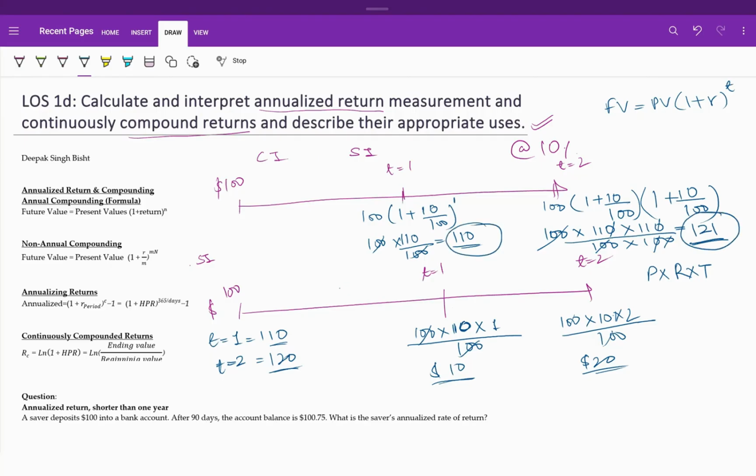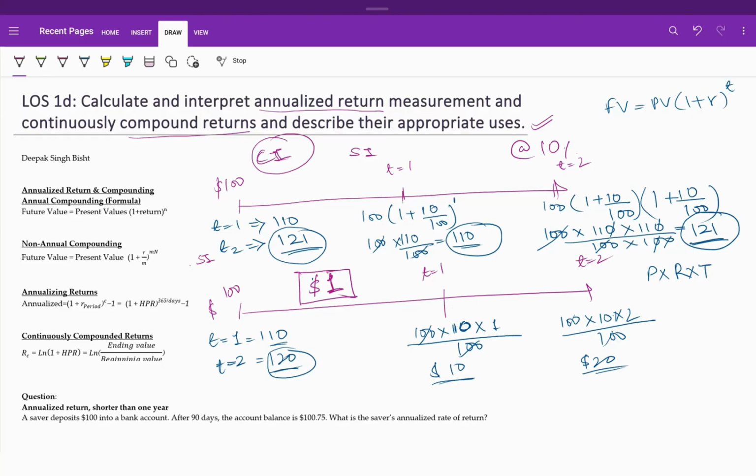So as per compound interest, at time 1 I'm going to get $110, and at time 2, I'm going to get $121. Now observe the difference here. There is a difference of $1. The difference is created because of getting interest on interest. And this is what compound interest means. So I am getting interest on interest.